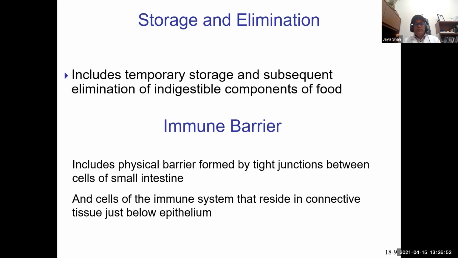Storage includes temporary storage and subsequent elimination of indigestible components of food. And then the immune barrier includes a physical barrier formed by tight junctions between cells of the small intestine. In the GI tract wall, there is mucosa, and under the mucosa there is submucosa. Under the mucous membrane there are lymph nodes. Those lymph nodes and immune cells fight infection and microorganisms. At the same time, each cell in the GI tract wall is attached to its neighbor by tight junctions. So any toxic substance in your GI tract cannot easily enter the cells inside your body. That's how they play their role in the immune barrier.